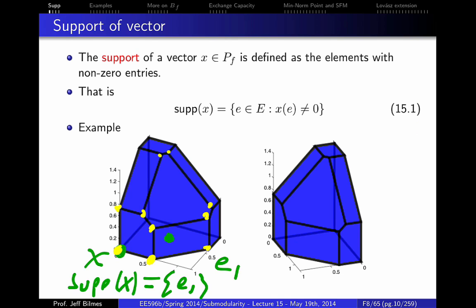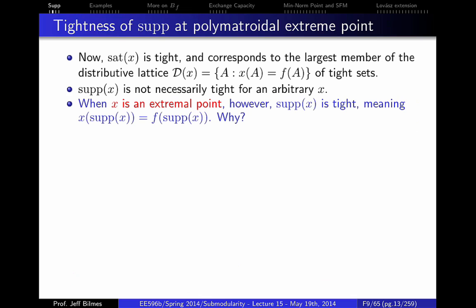It seems like at each one of those points that support may in fact be tight, and that's what we're about to show. When x is an extremal point, then the support, namely the non-zero elements of x, is tight, meaning that f of support is equal to x of support. Now why is that the case?